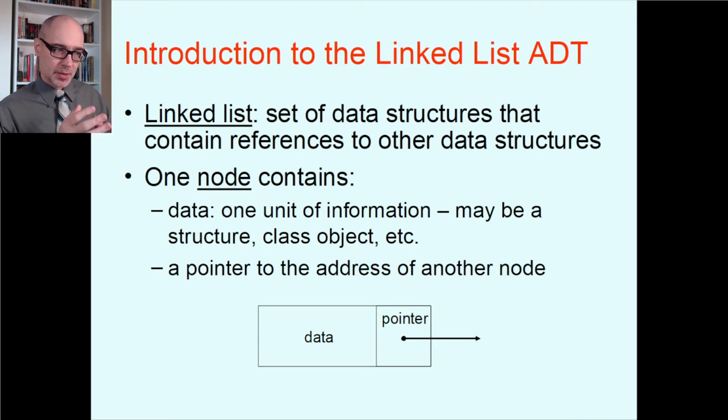So each of the elements in your linked list is going to be one node at a time. And when we say node, it contains two things. It contains data. Here's the thing you're actually trying to store, one unit of information. It could be an integer, a structure, a whole class object, a student object, an inventory item object, a feed inches object, right? One unit of data. That's the first thing in your node. And the second thing in your node is a pointer to the address of another node. It's going to point to the address of where the next node in the chain is.